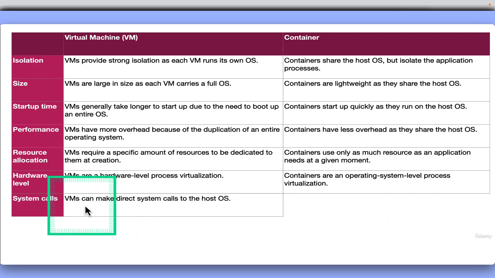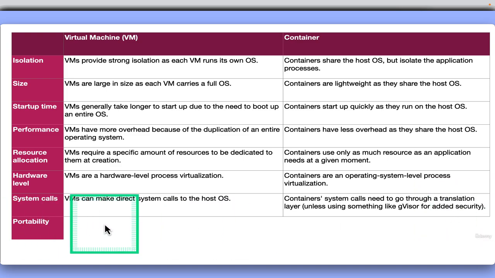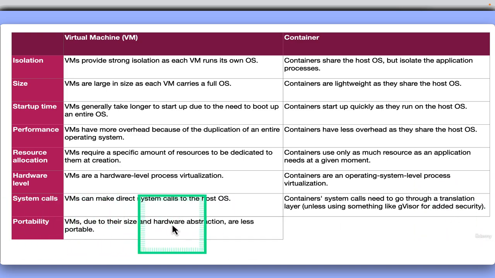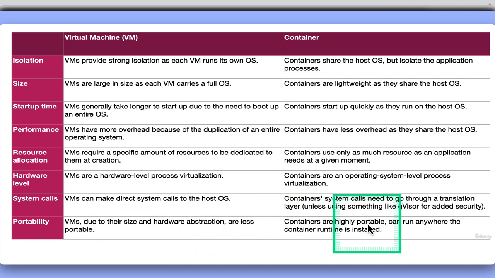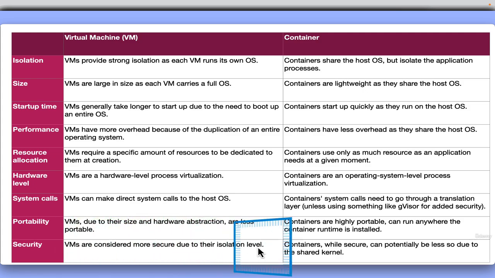System calls: VMs can make direct system calls to the host OS. Container system calls need to go through a translation layer unless using something like gVisor for added security. Portability: VMs, due to their size and hardware abstraction, are less portable. Containers are highly portable and can run anywhere the container runtime is installed. Security: VMs are considered more secure due to their isolation level. Containers, while secure, can potentially be less so due to the shared kernel.